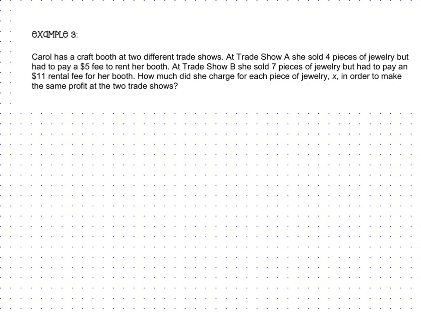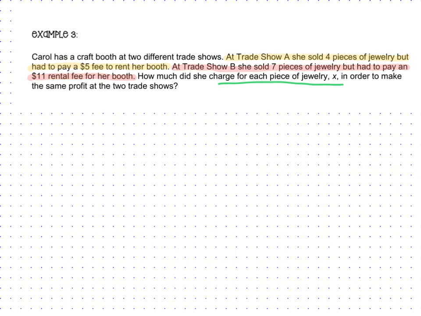Okay, so let's start out with what's happening. It looks like she went to two different trade shows. So I have trade show A, and the other part is trade show B. And then my variable is how much she's charging for each piece of jewelry. So I've got to keep that in mind as I'm evaluating these pieces of information.